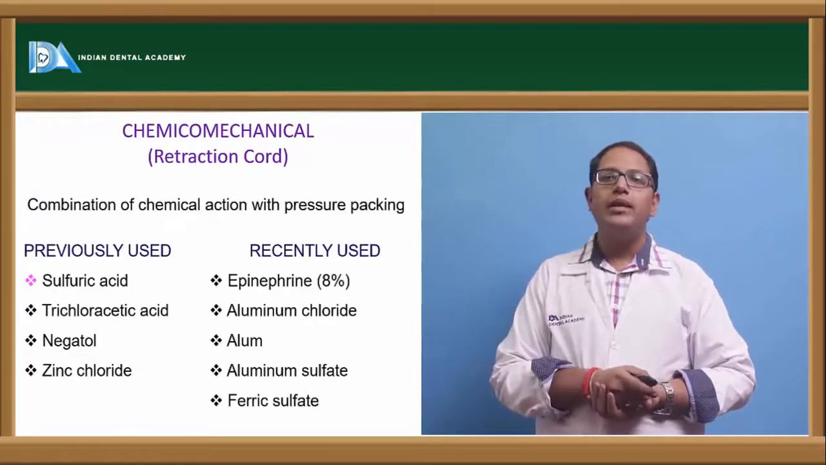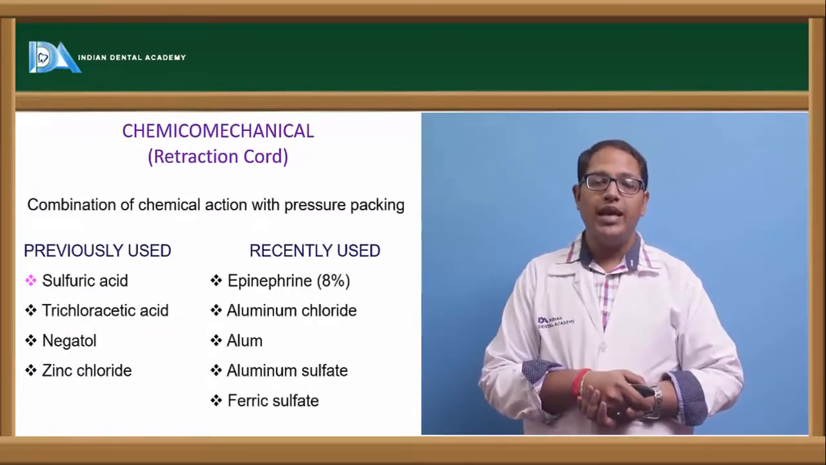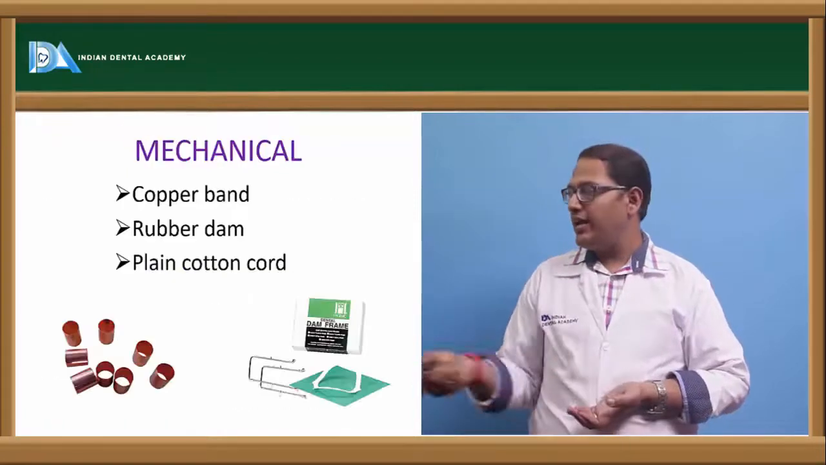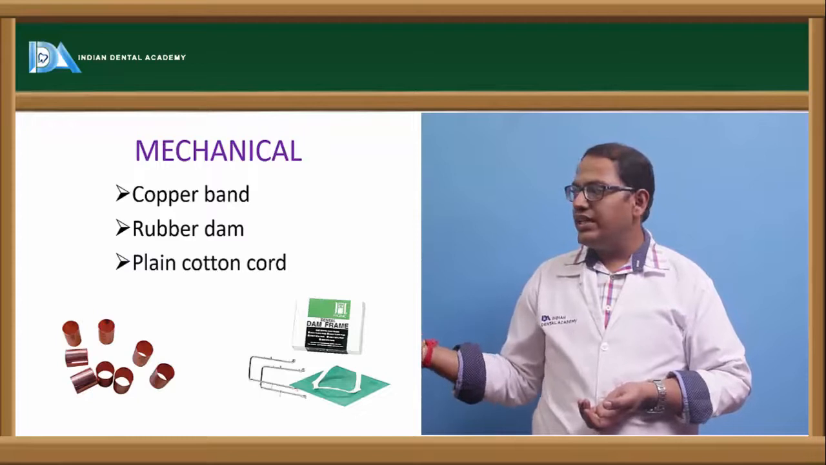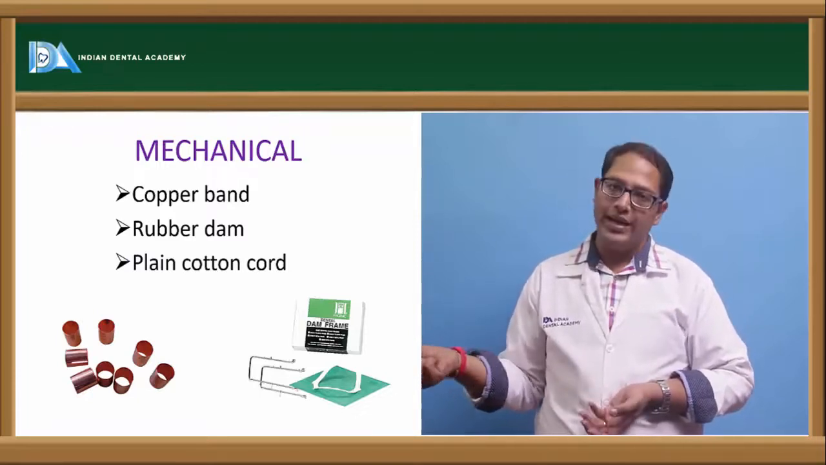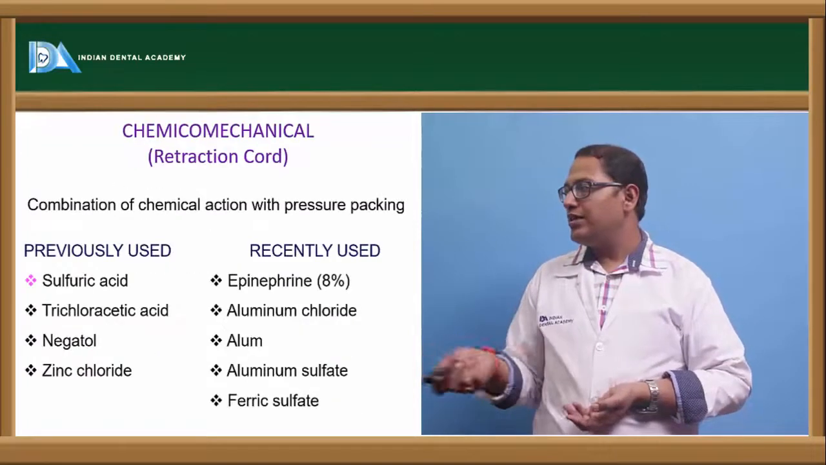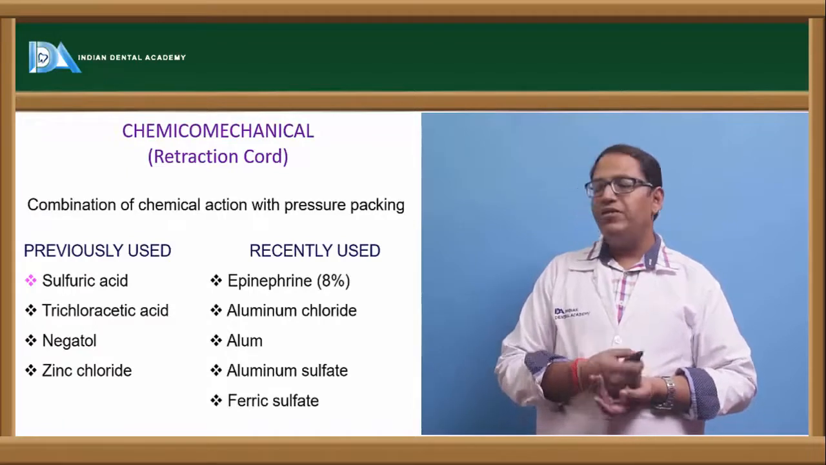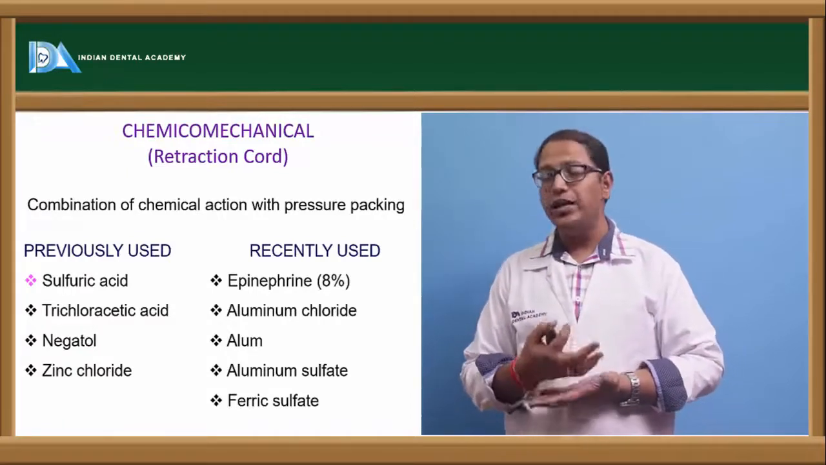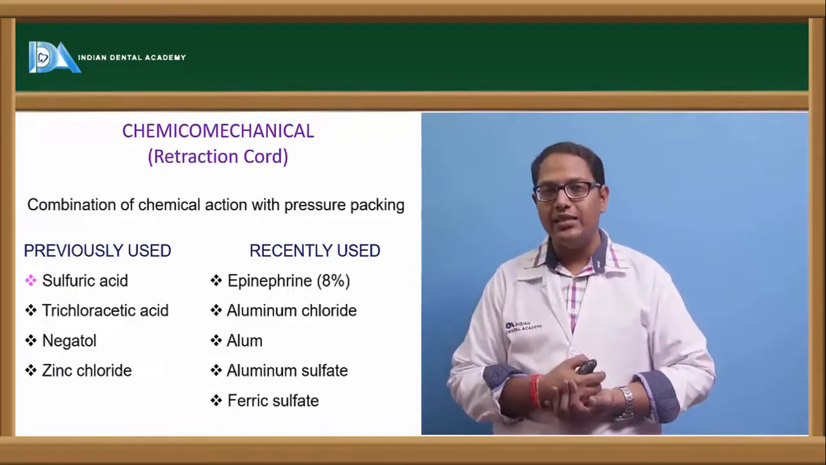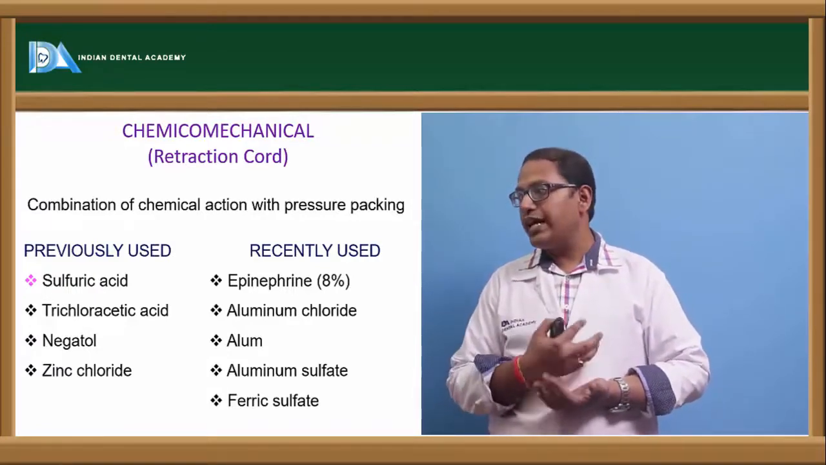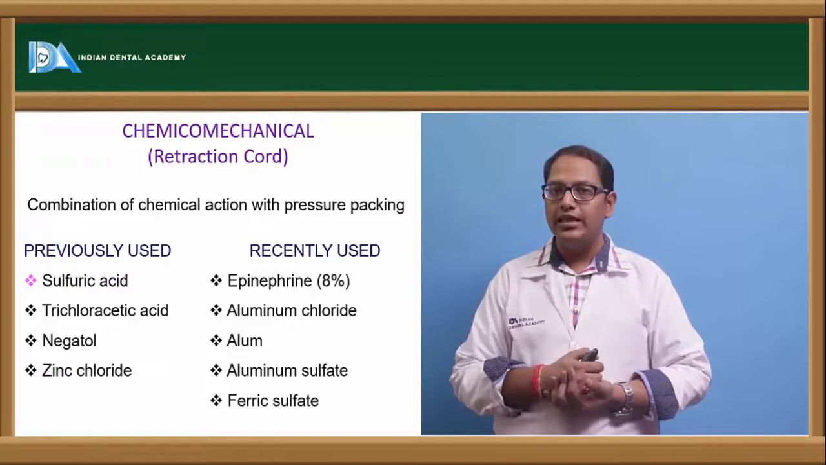What are the chemomechanical techniques? As the name itself suggests, we had mechanical techniques, so when you apply some chemical onto these techniques, that is called a chemomechanical technique. What are the chemicals that you can apply? Previously, sulfuric acid was used. They were using trichloroacetic acid. They had even used negatol or zinc chloride in earlier stages.